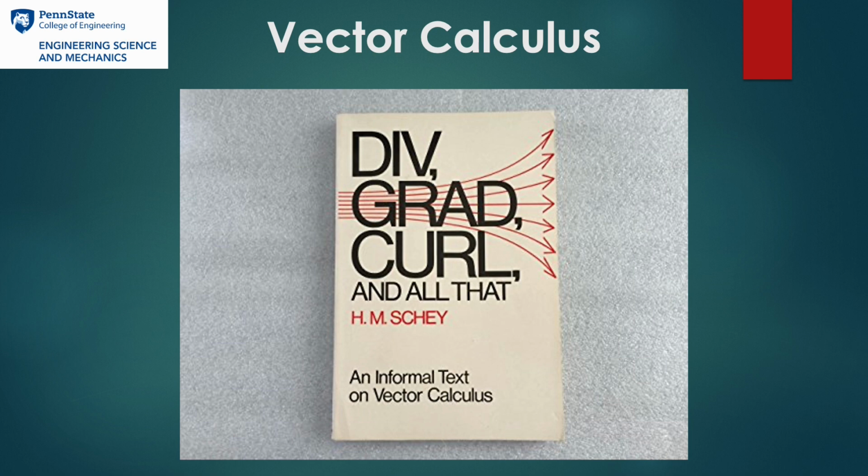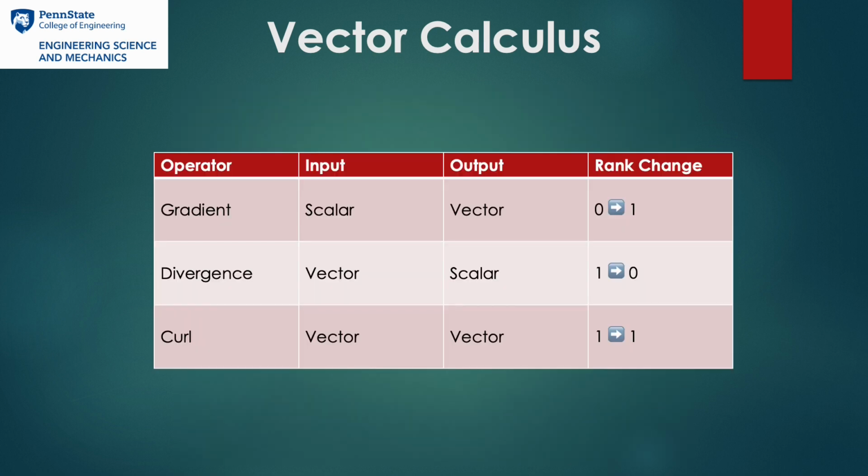Let us think of a scalar as a tensor of rank 0 and a vector as a tensor of rank 1. The gradient transforms a scalar into a vector, thereby increasing the rank by 1. The divergence transforms a vector into a scalar, thereby decreasing the rank by 1. But the curl transforms a vector into another vector, and so the rank does not change. The rank of a tensor is independent of the number of dimensions of the underlying space.